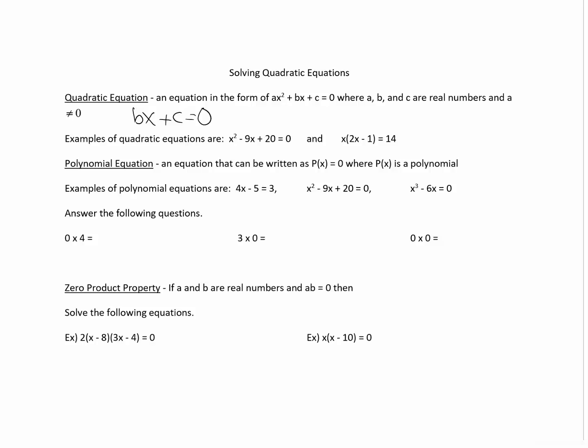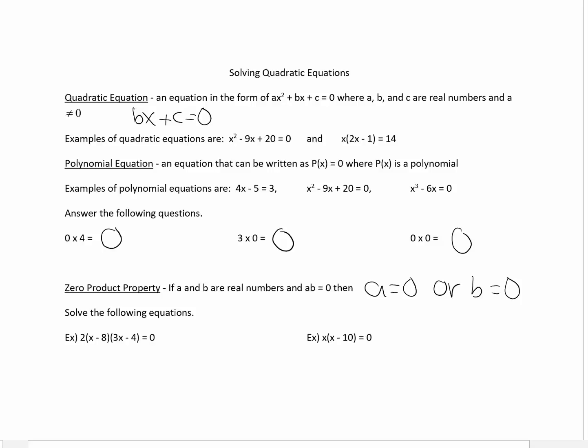All right, so before we talk about solving quadratic and polynomial equations, let's answer the following questions. What's 0 times 4? Yeah, of course, it's 0. 3 times 0, yeah, 0 again. And 0 times 0 is 0. So, when I multiply two numbers together to get 0, what do you notice about the factors? Well, at least one of the factors has to be 0, if not both. Well, this is what is referred to as the zero product property. So if a and b are real numbers, and a times b is equal to 0, then a is equal to 0, or b is equal to 0.